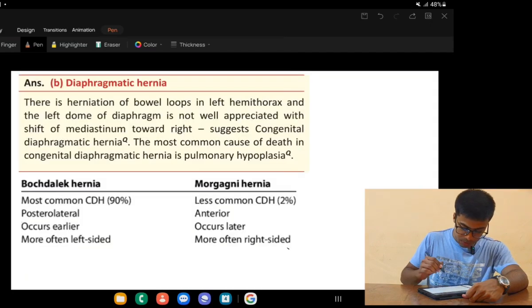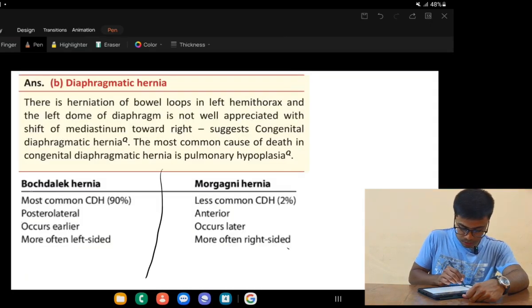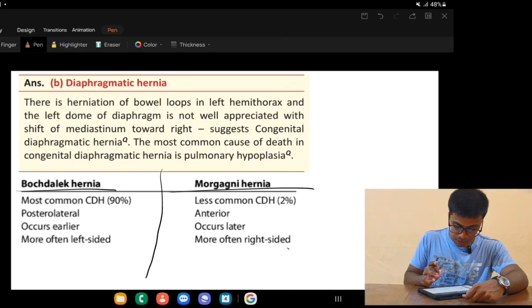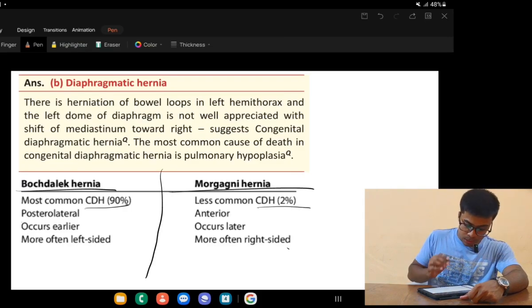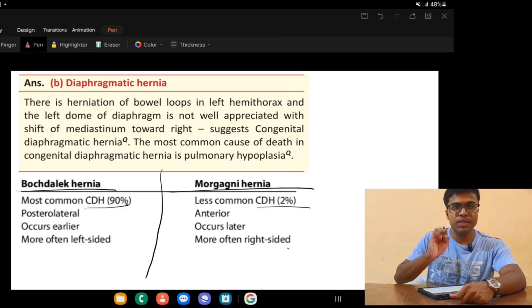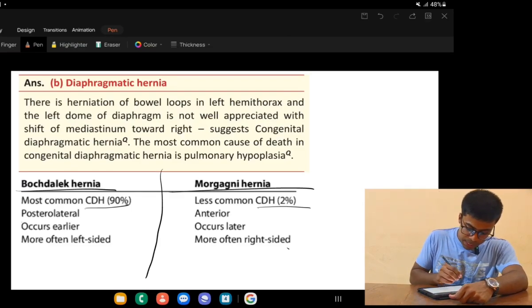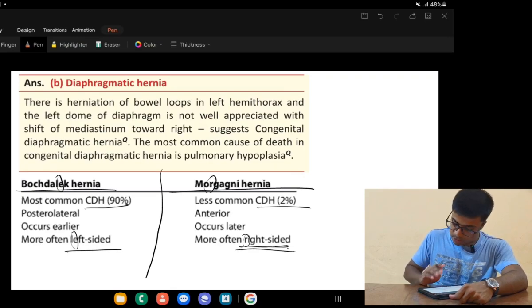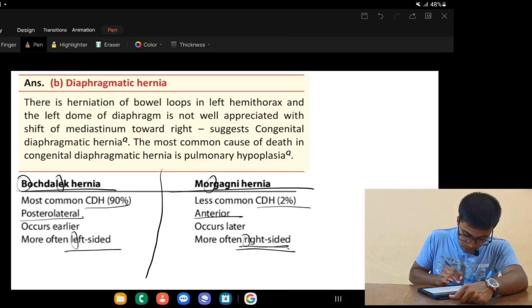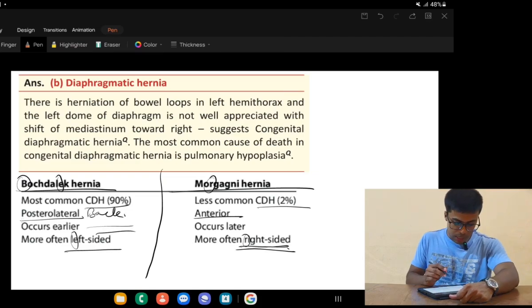In the explanation, we have two types of congenital diaphragmatic hernias, Bochdalek and Morgagni. Most common is Bochdalek, and Morgagni is less common. So how to remember the sides? The side is the major thing to remember for these hernias. Bochdalek has an L, so most often it is left-sided. Morgagni has an R, so it's right-sided. Simple. Morgagni is anterior, and Bochdalek is posterior. B for Bochdalek, B for posterior or back. So it's learned like this, and the mnemonic for this is this.